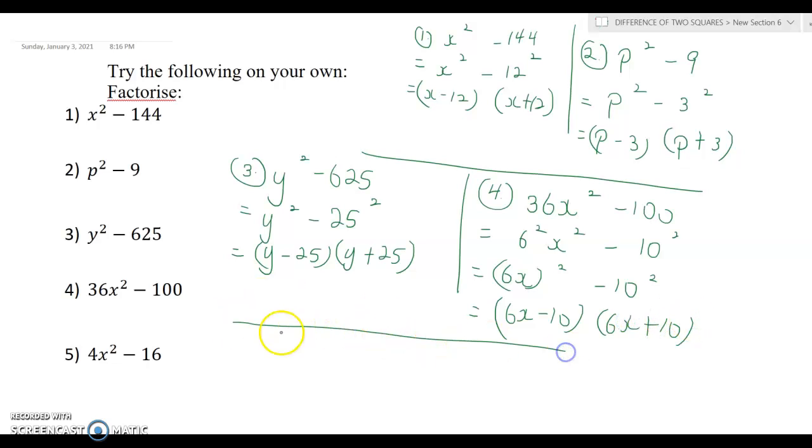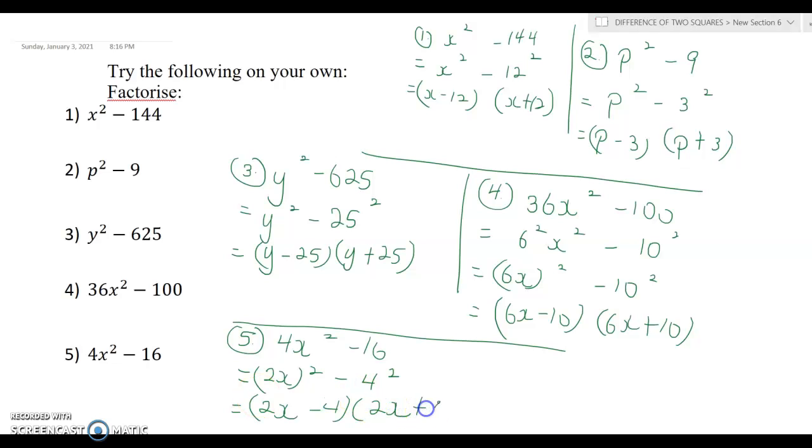And then last one, number 5. 4x squared minus 16. So I'm going to jump the gun a little bit, right? So 4 is same as 2 squared, right? So all this will be 2x all squared, right? Minus 16, just 4 squared. So your final answer will be 2x minus 4 by 2x plus 4. That's in my second bracket, right?